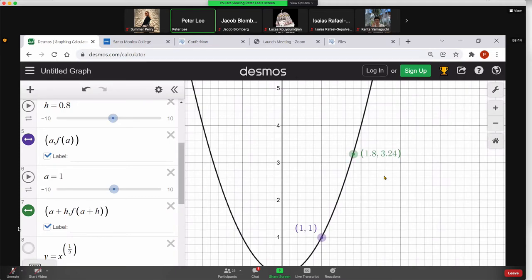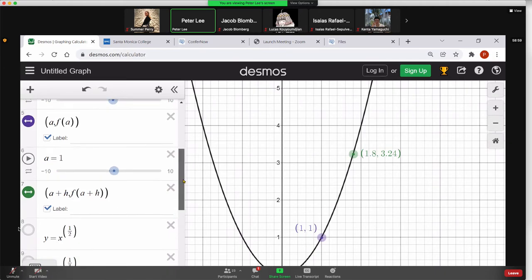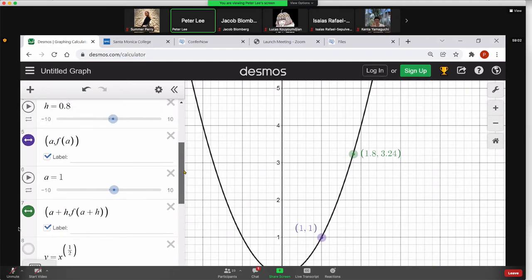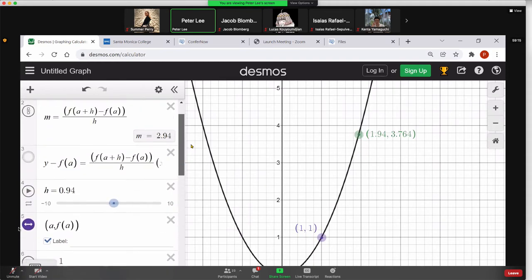So if you look at this graph, we have the curve y equals x squared, and we have the point 1, 1, and then we have another point marked in green. The point 1, 1 is a fixed point, I fixed a equals 1. However, h is free to move around, so I can move this point here and there. Now we are going to connect these two points.